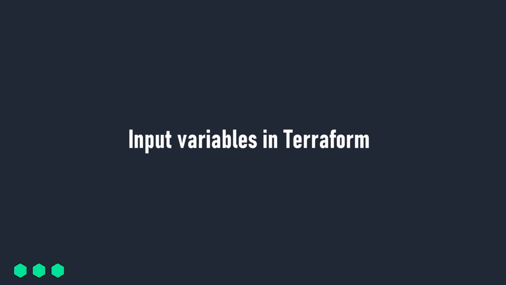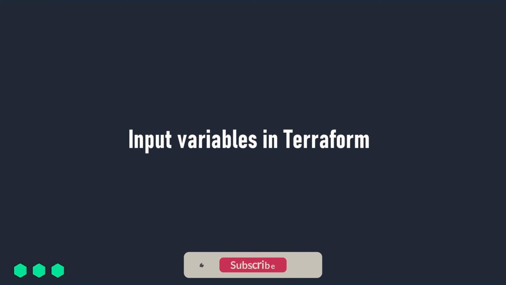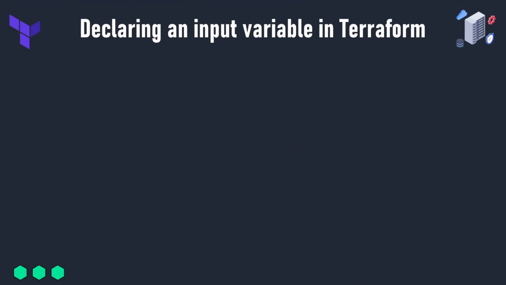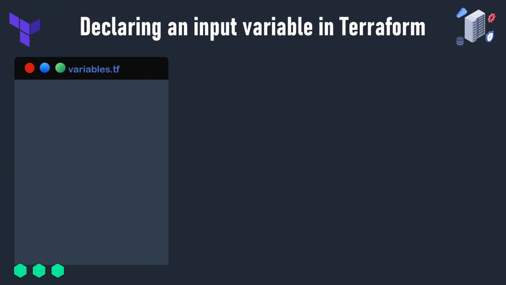We saw earlier how to work with input variables in Terraform. In this lecture, we will take an in-depth look at them. We have seen that we can declare an input variable using a variable block. So the variable keyword here will tell Terraform that this block is used to declare an input variable. The label after the variable keyword is the name given to the variable.